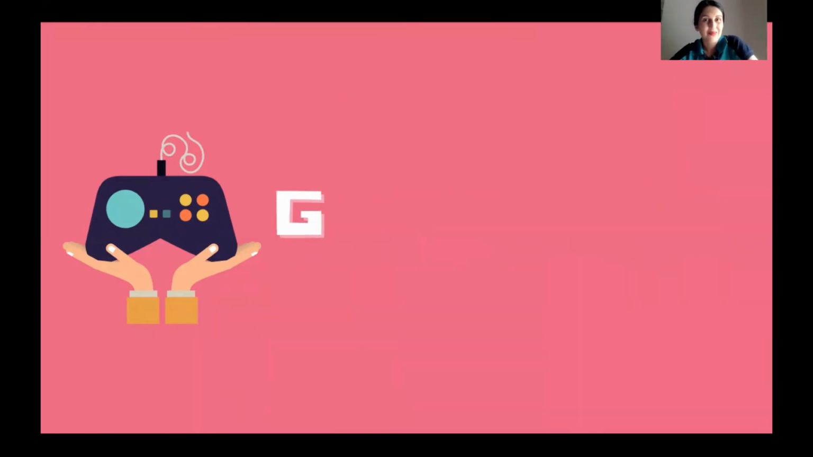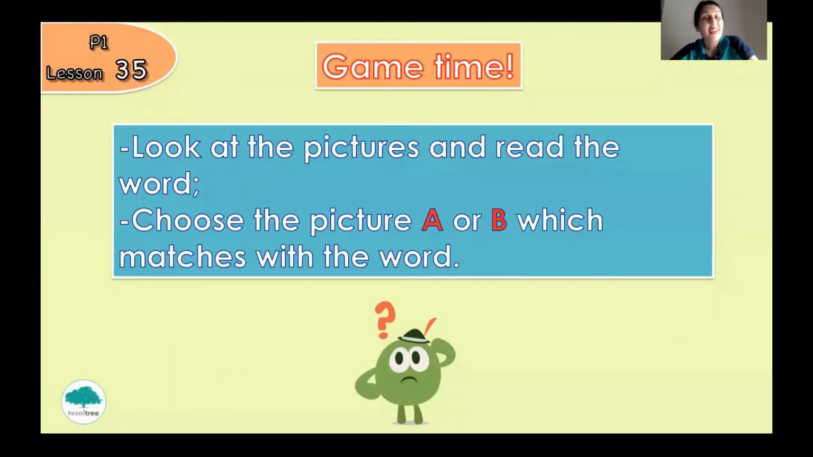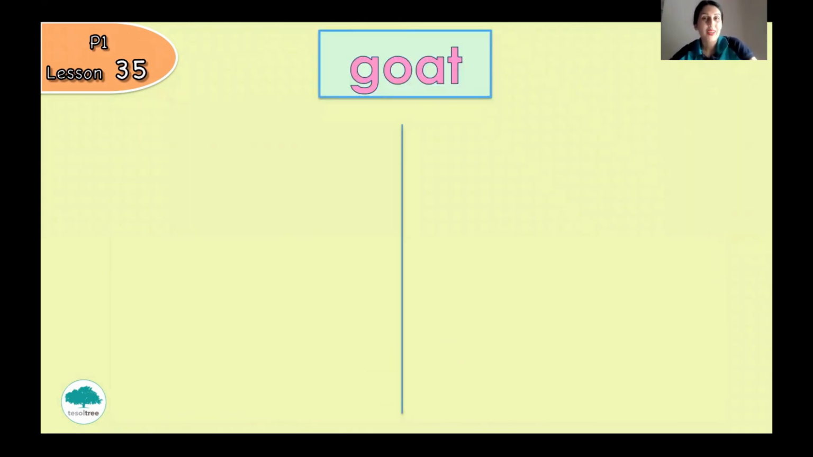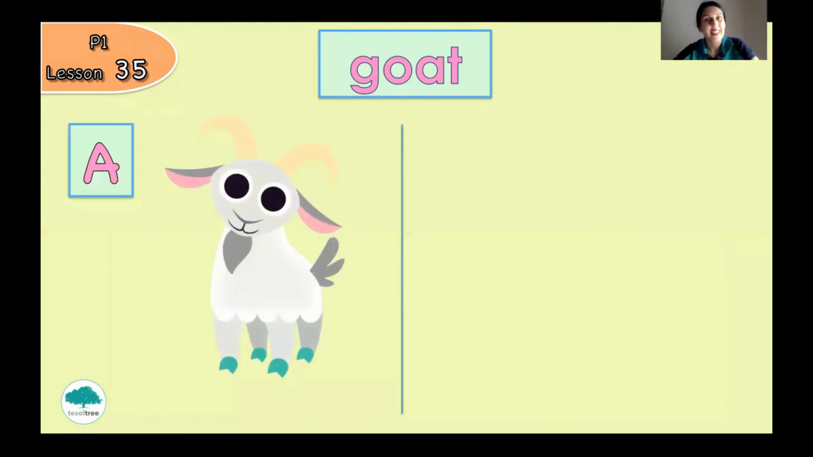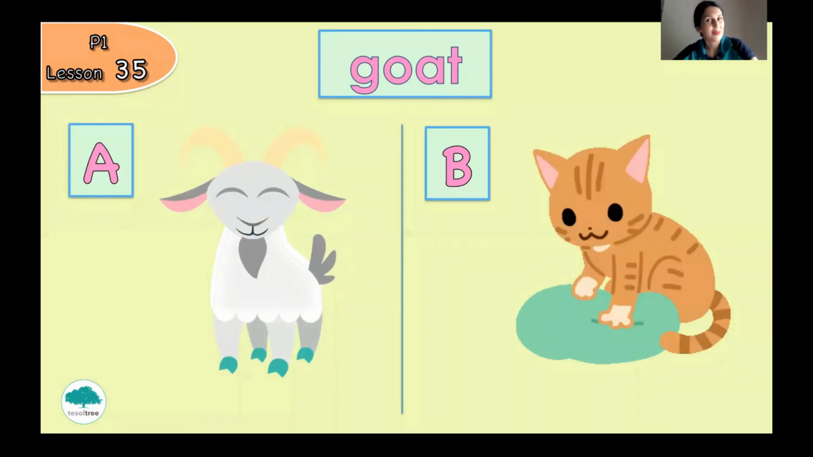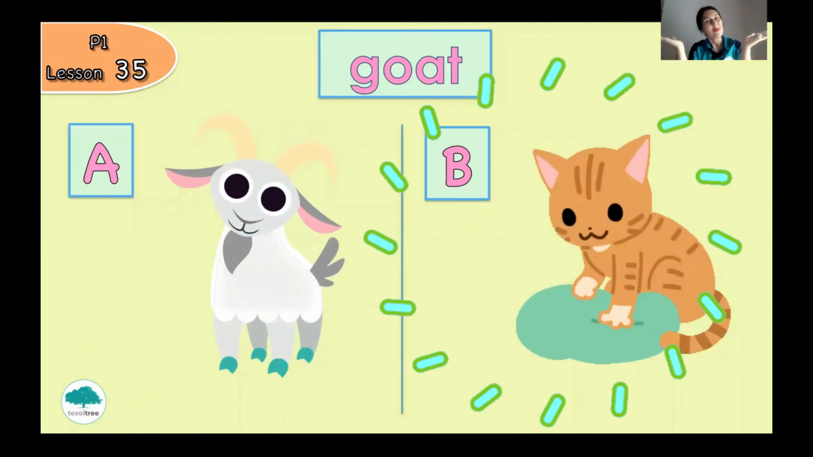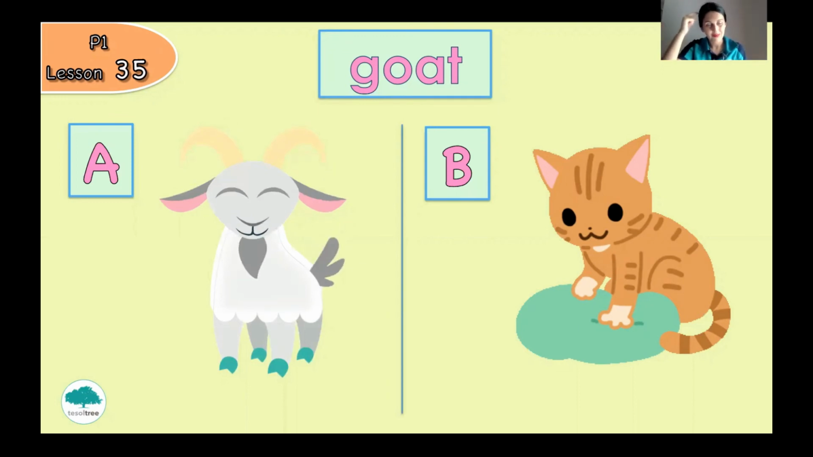Are you ready? Let's go. Okay, P1, I will explain to you how to play this game. You have to look at the picture and choose the picture A or B, which matches the word. Let's have a look. So we can see a word, goat, and let's have a look at 2 pictures, A and B. We have to think and choose the correct answer.